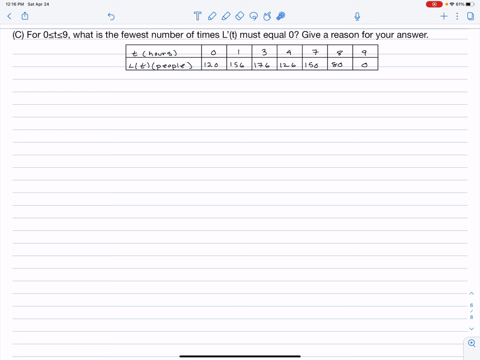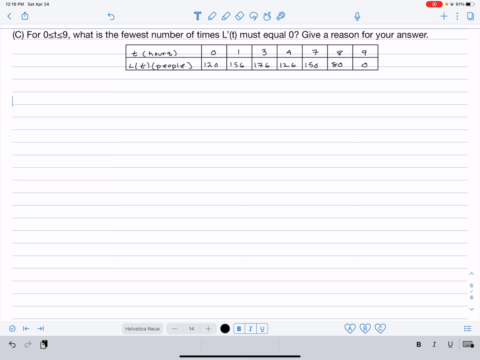And this is, like I said, kind of the hard part. So I'm going to be typing this a little bit, just because this is a longer one and I want to make things a little neater for you guys. So I'm going to say we were told L of t is twice differentiable, right?